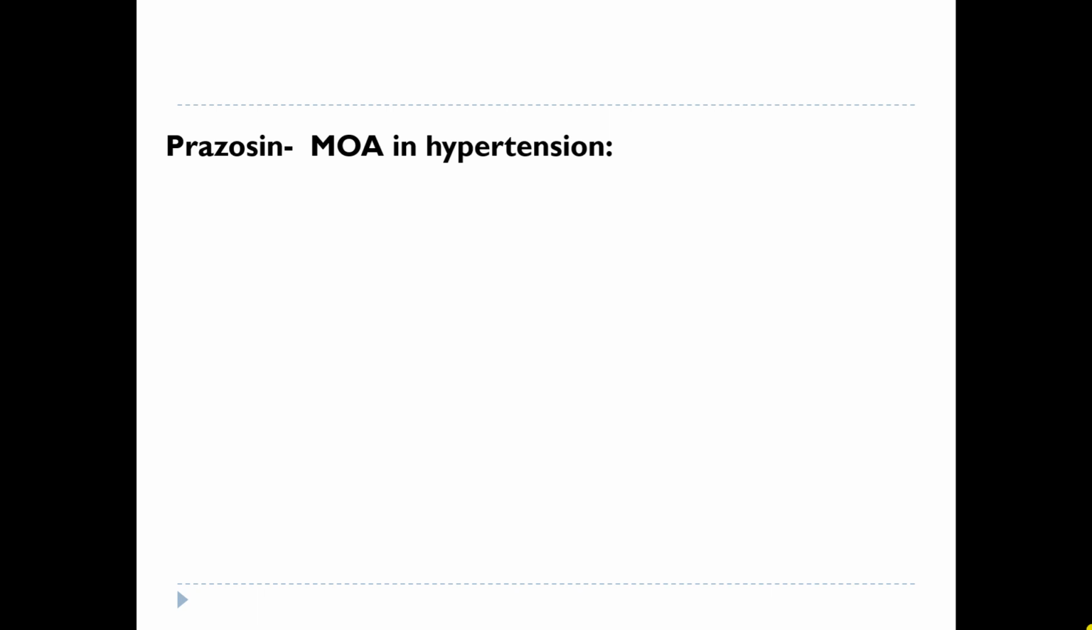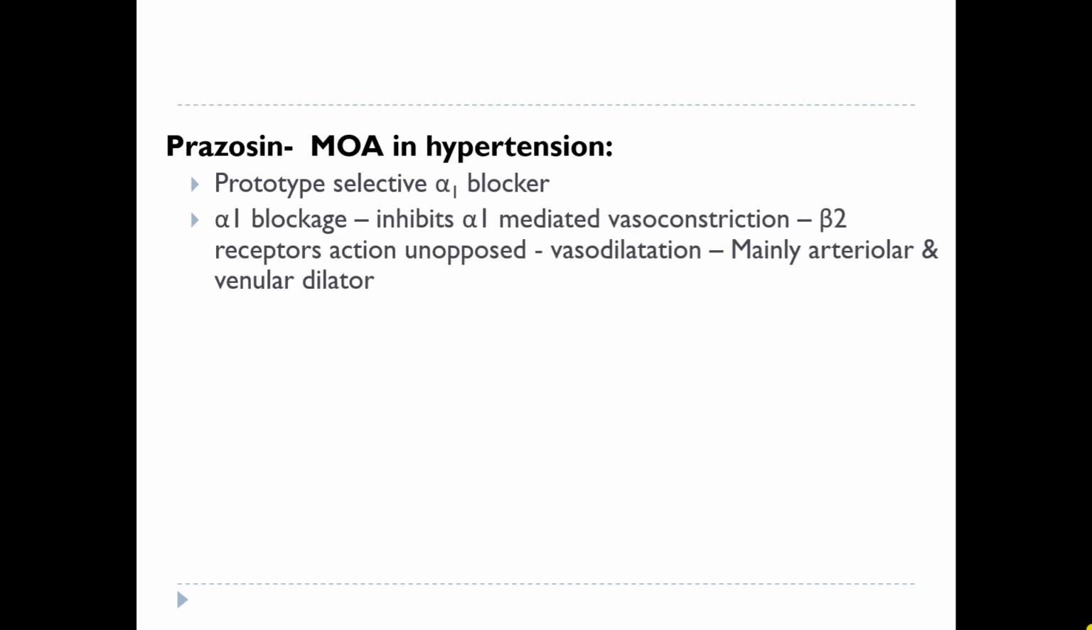Now we see the mechanism of prazosin in hypertension. It is a prototype of alpha 1 blocker. Alpha 1 blockage will inhibit the alpha 1 mediated vasoconstriction. Alpha 1 receptors located in the blood vessels are responsible for vasoconstriction, and when we block this receptor, there will be inhibition of vasoconstriction, and the beta 2 receptor action remains unopposed. So ultimately there will be profound vasodilatation. It mainly affects arterioles and venules, and ultimately both are dilated.